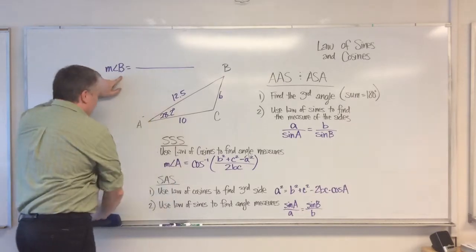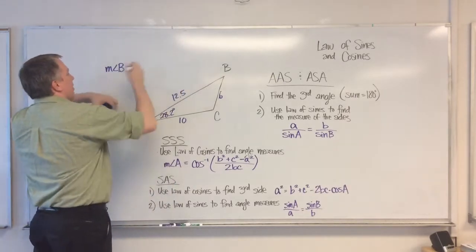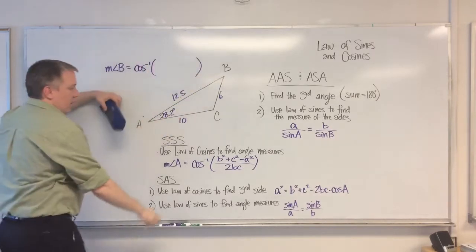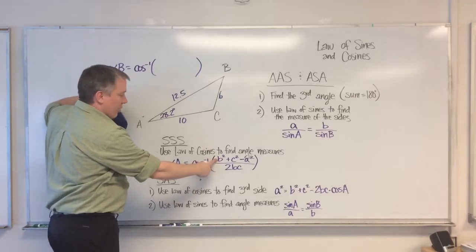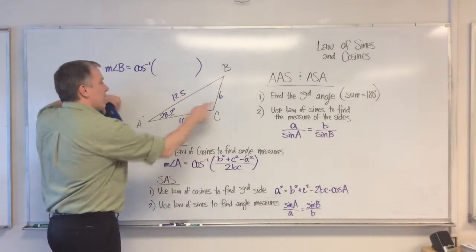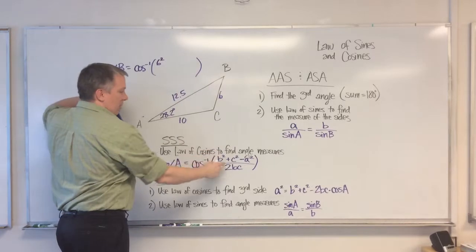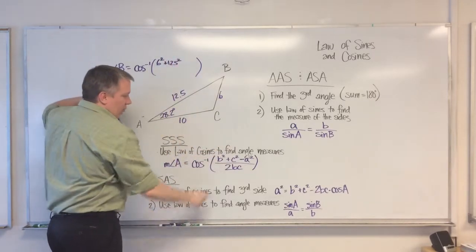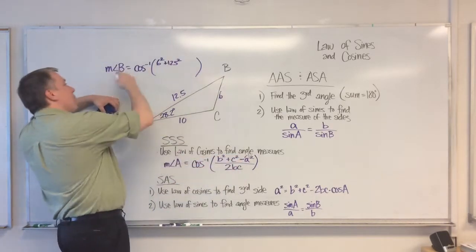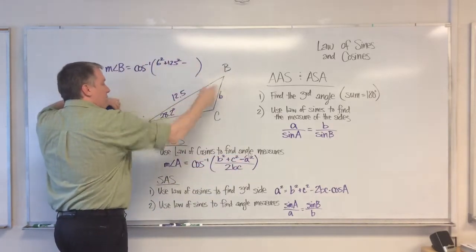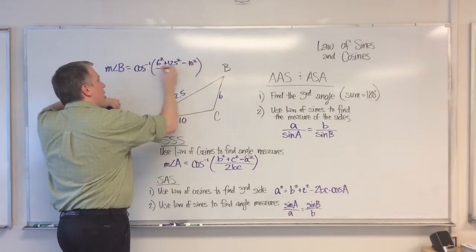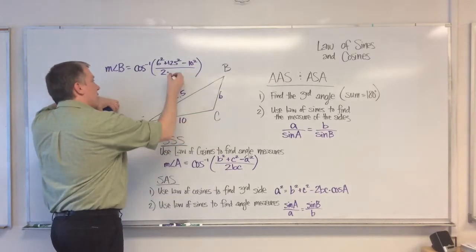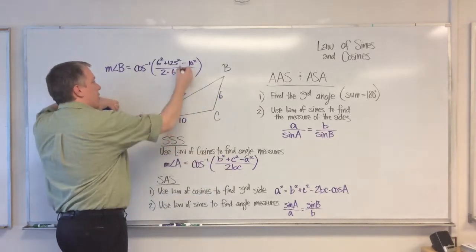So cosine, oops, I got ahead of myself, cosine inverse. Okay, so everywhere I see B, I put A. So A here would be 6, so 6 squared, plus C squared, C is 12.5, plus 12.5 squared, minus, instead of A, I put B. So minus B squared, B is 10, so 10 squared, over 2 times, instead of B, I put A, so 6 times C, which is 12.5.